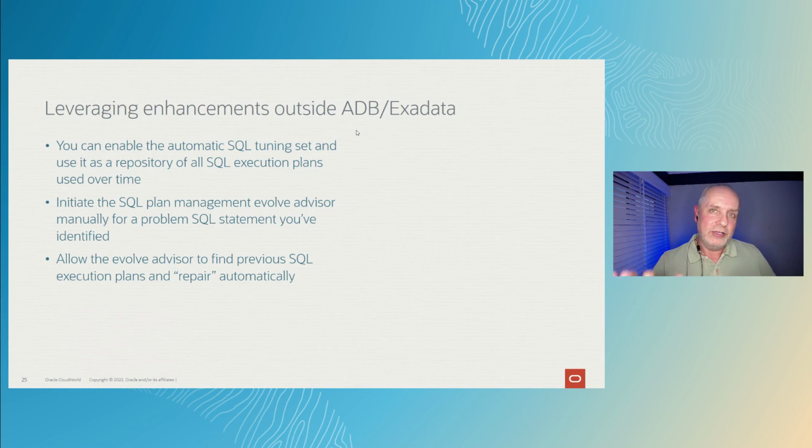So it's not end-to-end automated, but if you discover a SQL statement that has an issue, you can point the Evolve Advisor at it and say, figure out what to do about this execution plan. So now it can go and look in this repository of data, the auto SQL tuning set, and figure out how to repair the SQL statement for you to fix the plan, basically. Okay, so that's something to definitely bear in mind if you're using non-autonomous or non-Exadata systems.